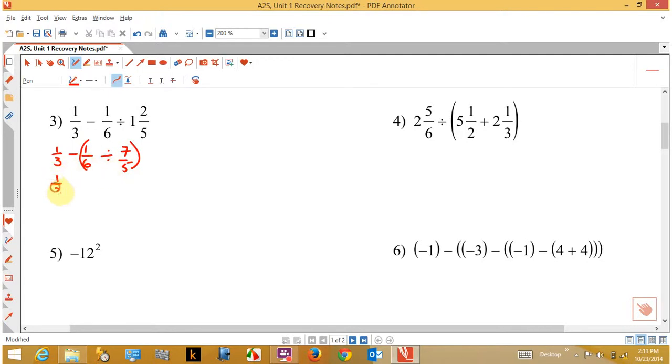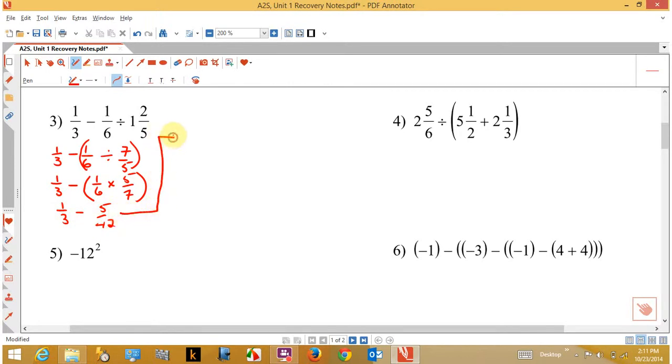Well, that's 1/3. Minus is here. And then I'm going to keep it in parentheses just to highlight what I'm doing. It really doesn't need those. But 1/6 times, and I'm going to take the 5/7, the reciprocal of the second number. And so I have 1/3. And now I have 1 times 5 is 5. 6 times 7 is 42. So I have 1/3 minus 5 over 42.